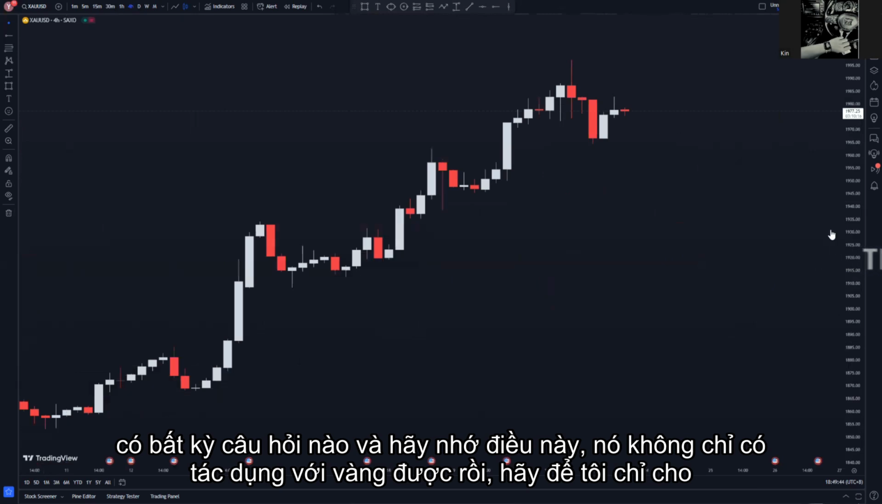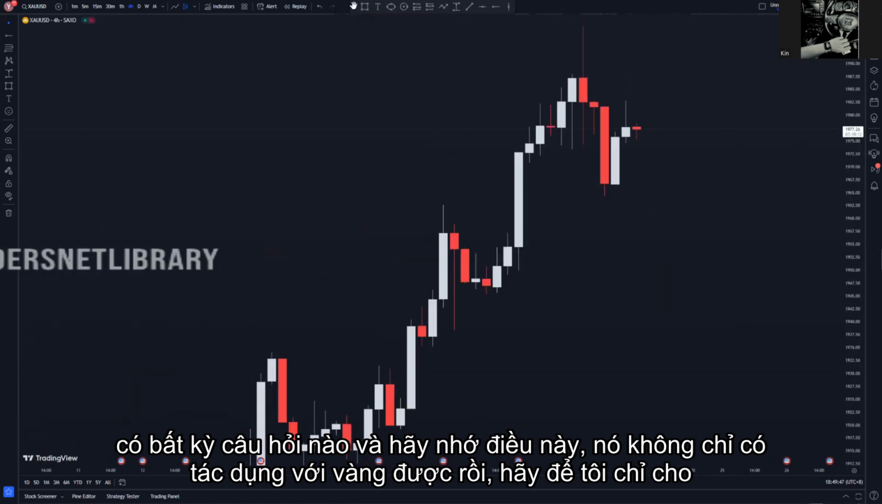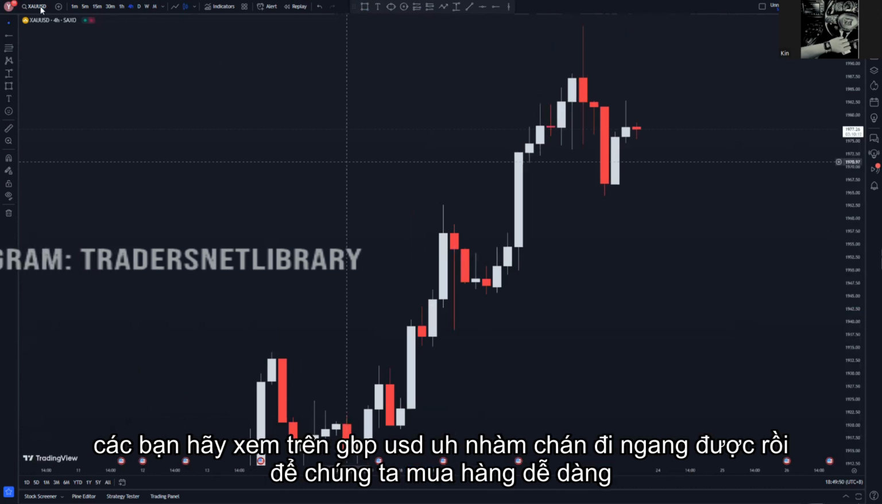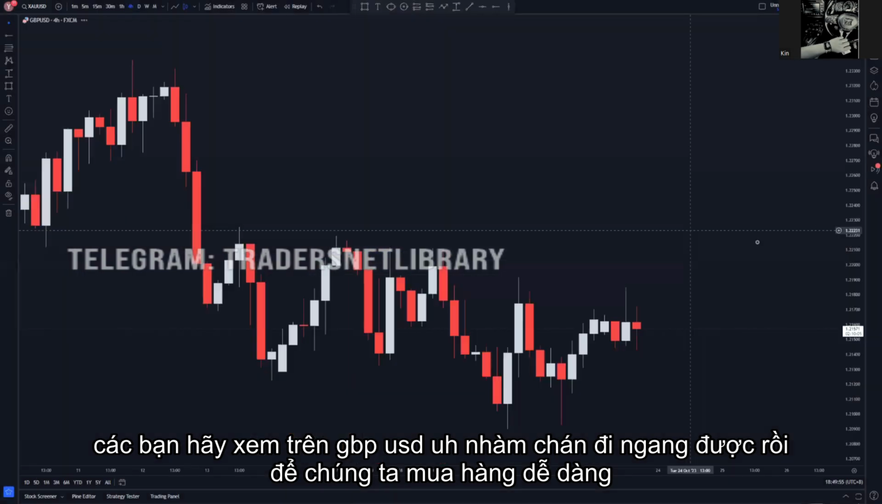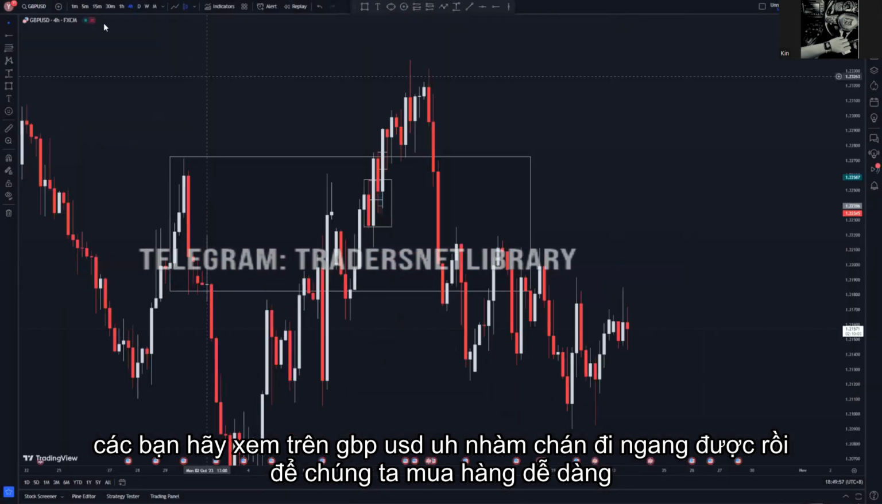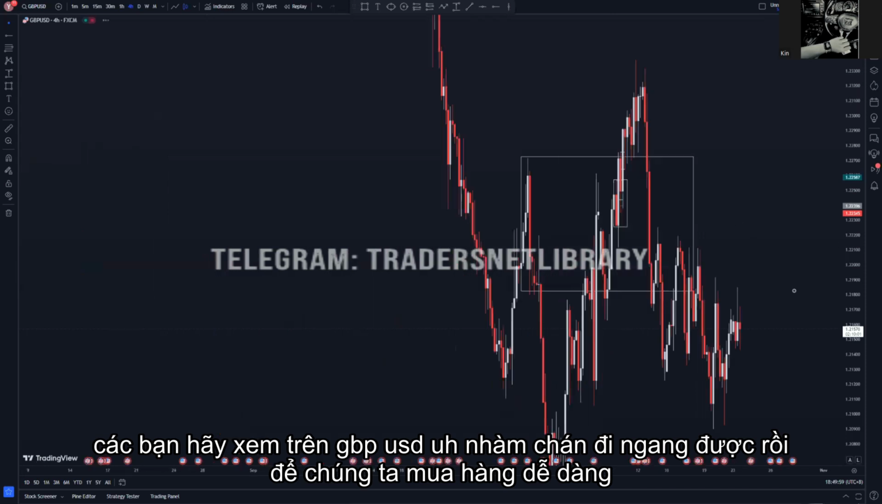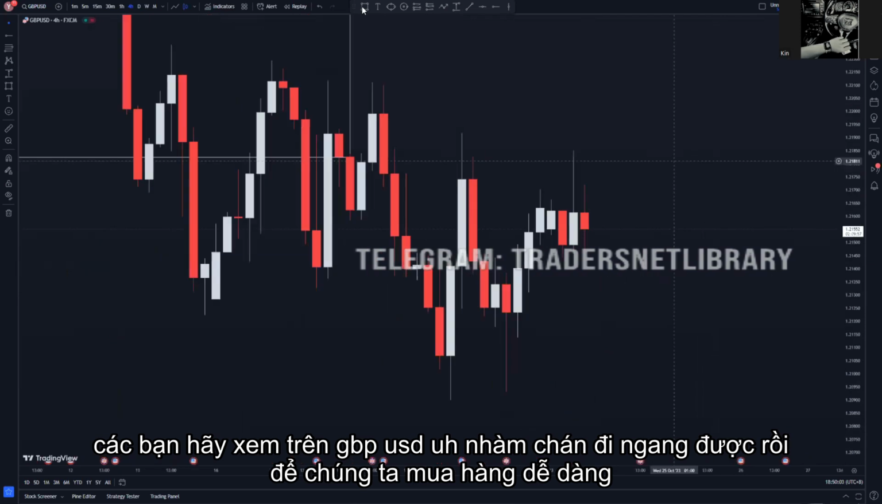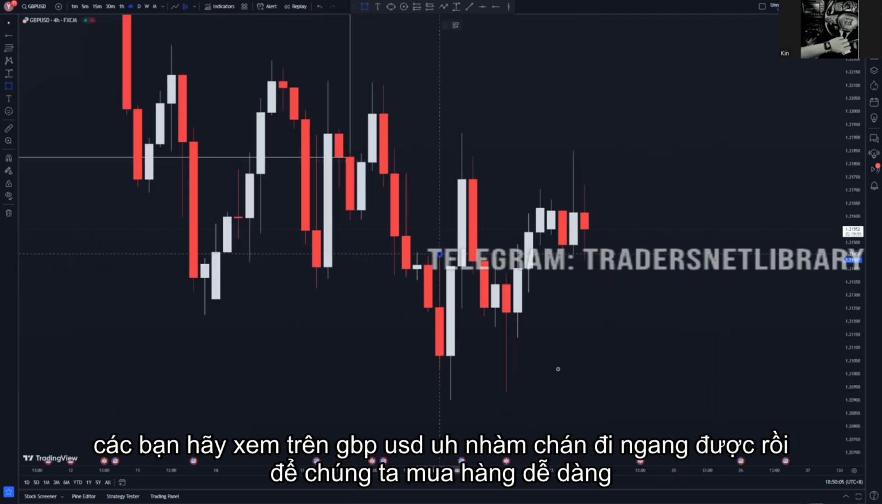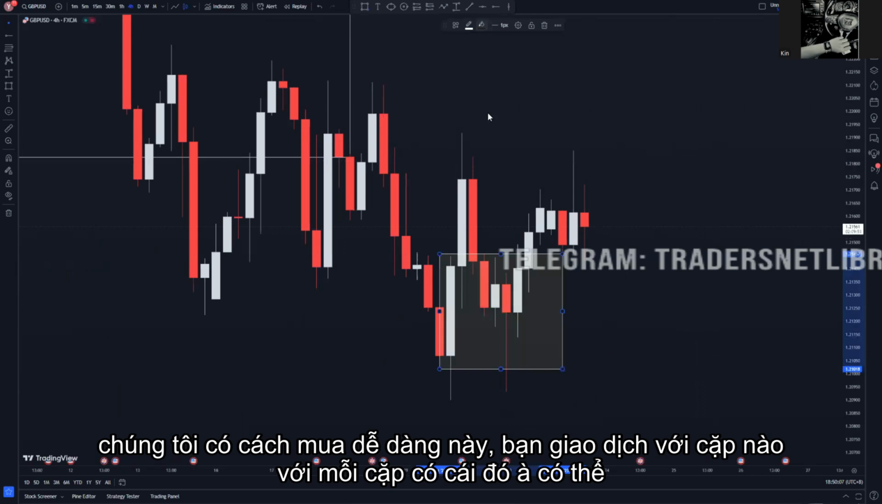And remember, this thing doesn't only work on gold, all right? Okay, let me show you guys. So let's see GBP USD. Boring sideways. All right. So we have this EG buy.